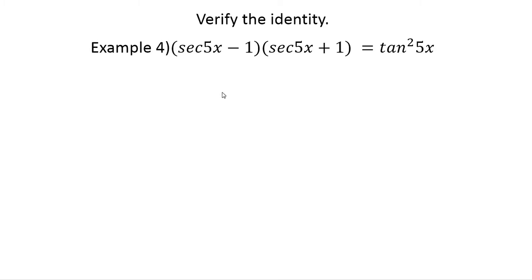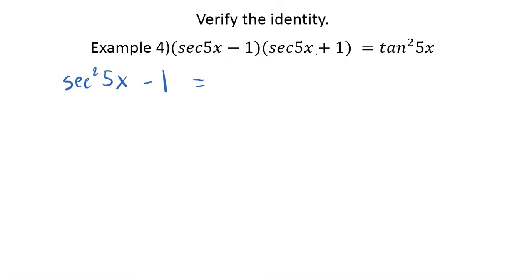Now, if I multiply this out here, let me get my pen ready. So secant 5x times secant 5x, so of course that is secant squared of 5x. Now I get minus secant 5x plus secant 5x, so that's going to cancel. And then I get minus 1, negative 1 times 1.